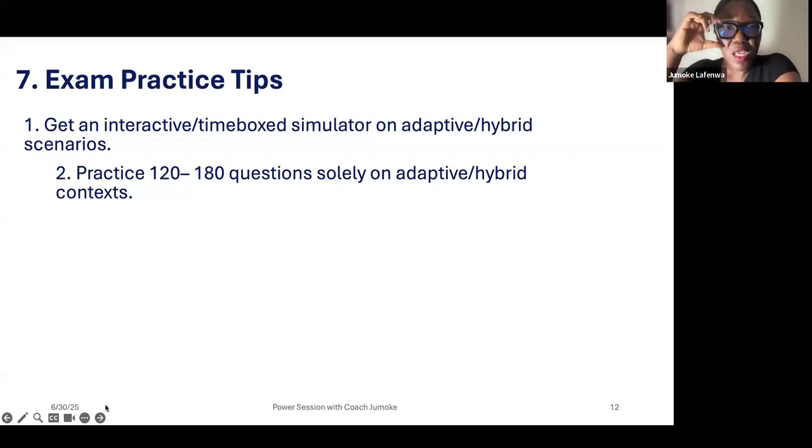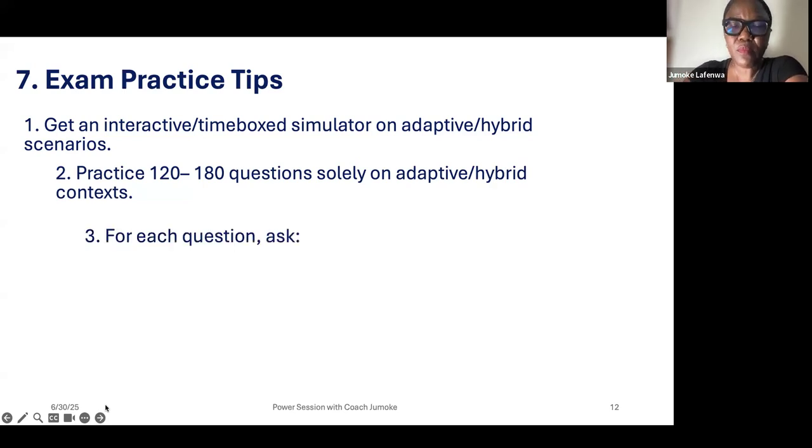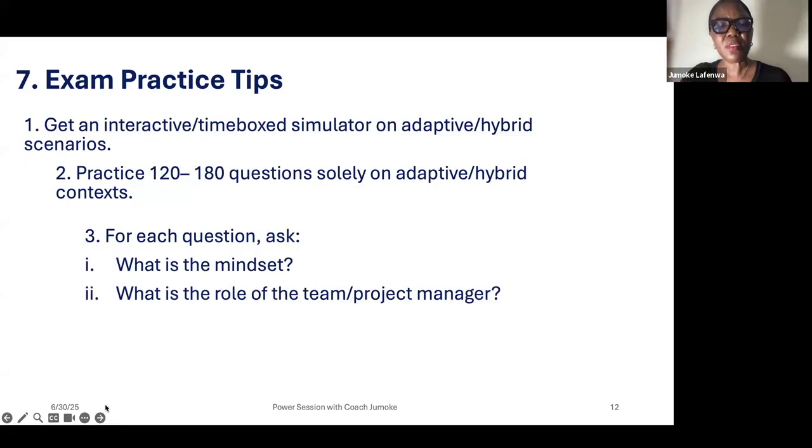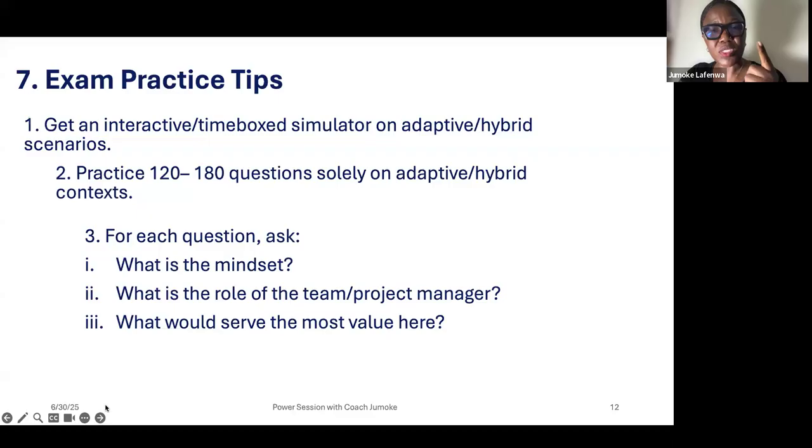It's important you get this because the exam now is well above 50% on agile and hybrid methodology. Okay. Each question you see, ask yourself this: what is the mindset? Is it adaptive? Is it predictive or hybrid? Then two, what is the role of the team, or what is the role of the project manager? Three, what would serve the most value here? For every question, you have to run this in your head. Is it predictive? Is it adaptive? Is it hybrid? Okay, what is the role of the team, or what is my role as the project manager?